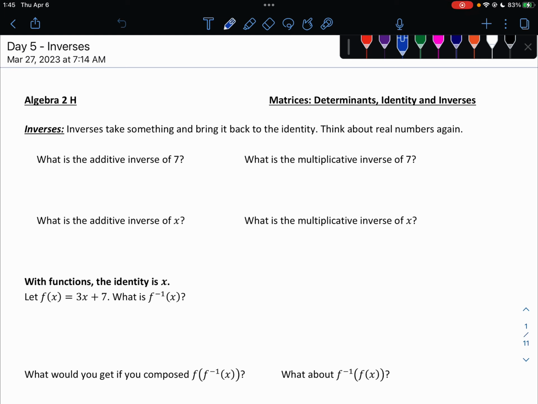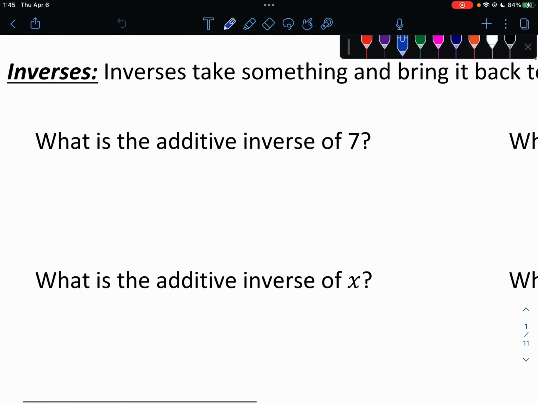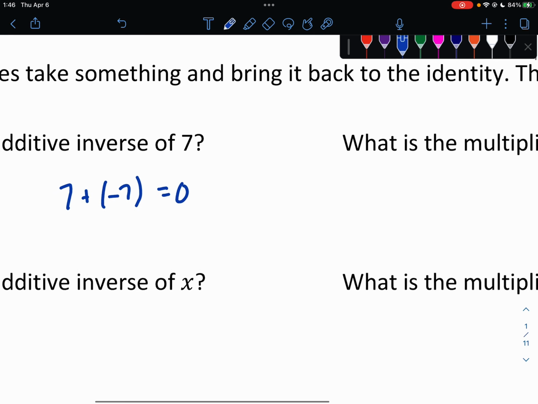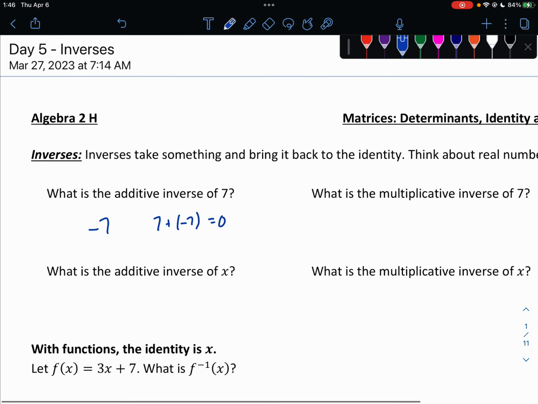We've already a little bit talked about this in previous videos, but inverses take something and bring it back to the identity. Think about real numbers again, like we've talked about previously. What is the additive inverse of 7? The additive inverse of 7 would be -7. Why? Because 7 plus -7 would equal 0, and 0 is the identity for addition.